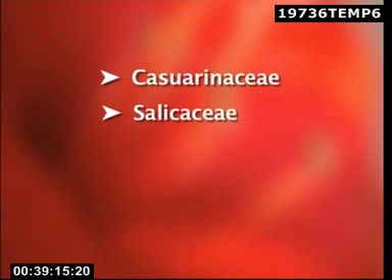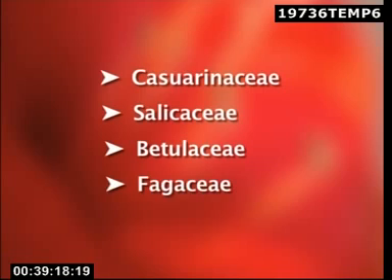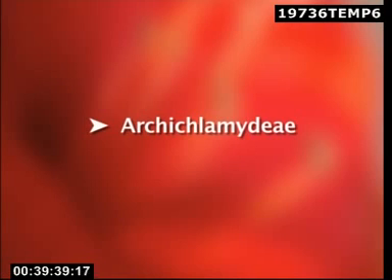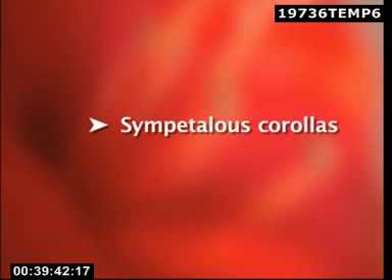Families such as Casuarinaceae, Salicaceae, Betulaceae, Fagaceae, etc., with naked unisexual flowers and syncarpous gynoecia, are placed before families such as Magnoliaceae and Ranunculaceae. Polypetalae and Monochlamydeae were unified under the single group, that is Archichlamydeae, while Metachlamydeae include those families with sympetalous corollas. Flowering plants were divided comparatively in large groups on the basis of few characters, and several allied families were separated.